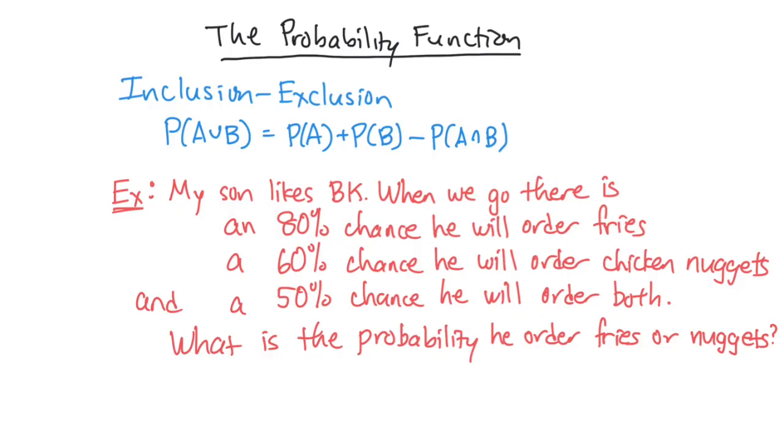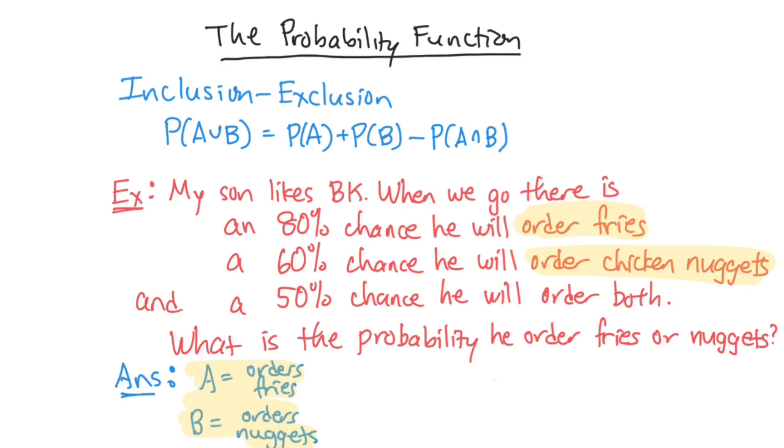And when he gets chicken nuggets, he usually gets both. So we'll say 50% of the time. In case you're wondering how these wouldn't all happen together, sometimes he gets chicken fries, sometimes he does other things. So the question I have is, what is the probability that he's going to get fries or nuggets?